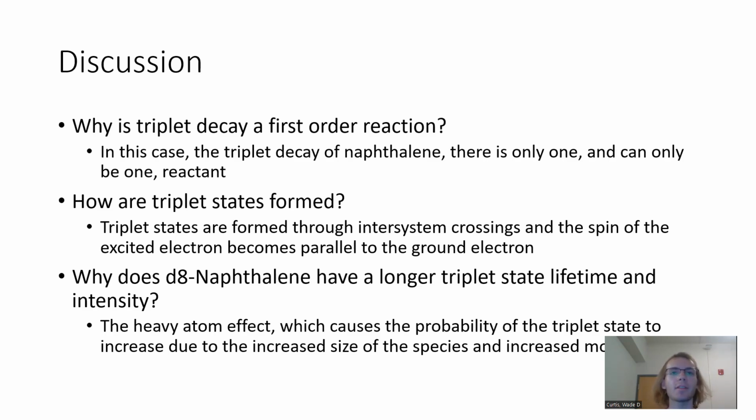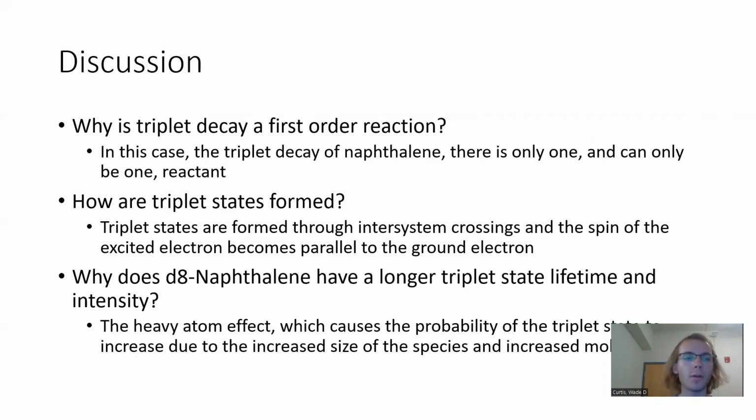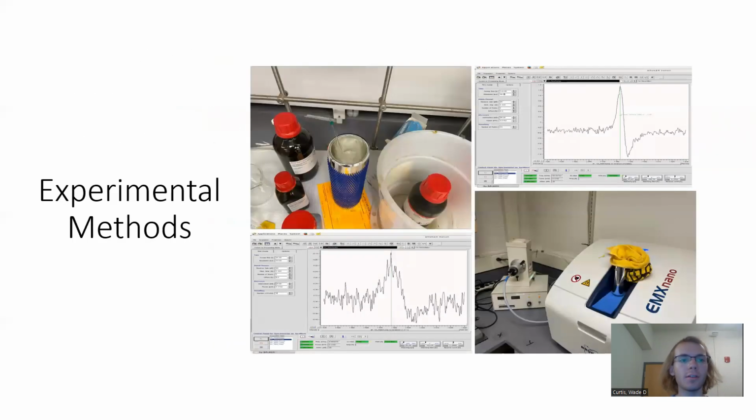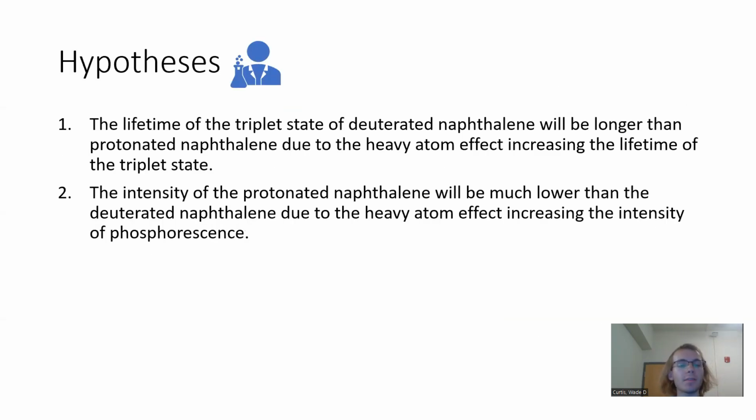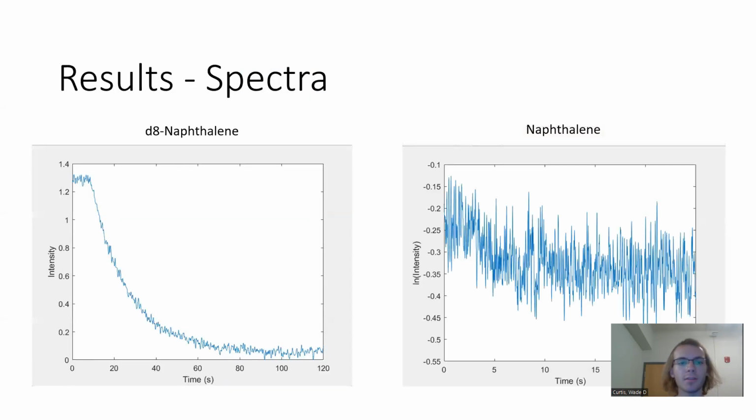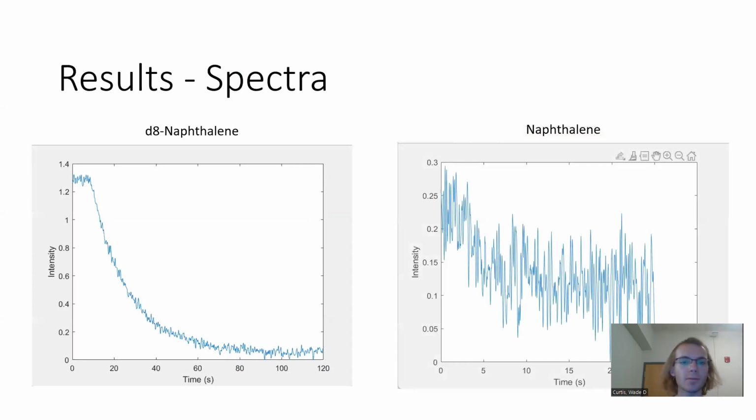So, going back to our hypotheses, which are these: the lifetime of the triplet state of deuterated naphthalene will be longer than protiated naphthalene due to the heavy atom effect. And this was true. We saw that the lifetime of the deuterated naphthalene was longer. For the second one, the intensity of protiated naphthalene would be much lower than deuterated naphthalene due to the heavy atom effect. And if we look at our two spectra, with the two decent ones, we can see that the intensity is much greater for deuterated naphthalene than it is for naphthalene. So both hypotheses were true.